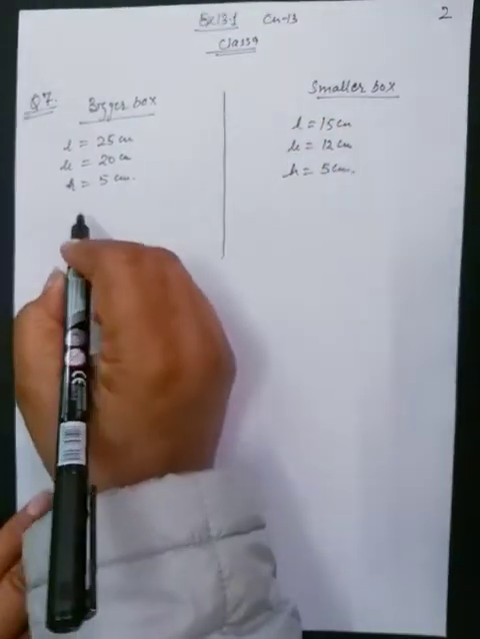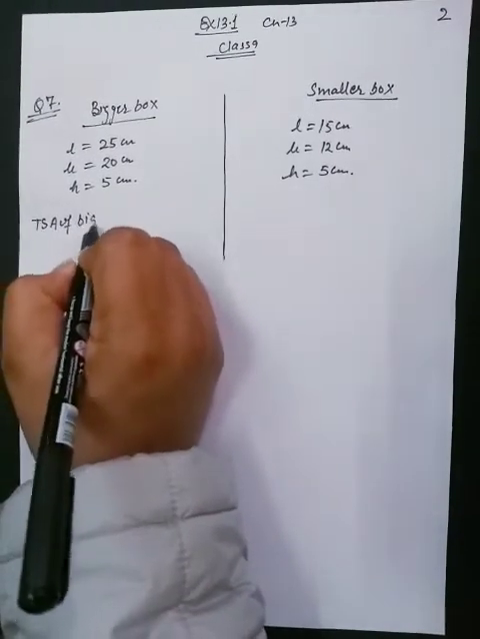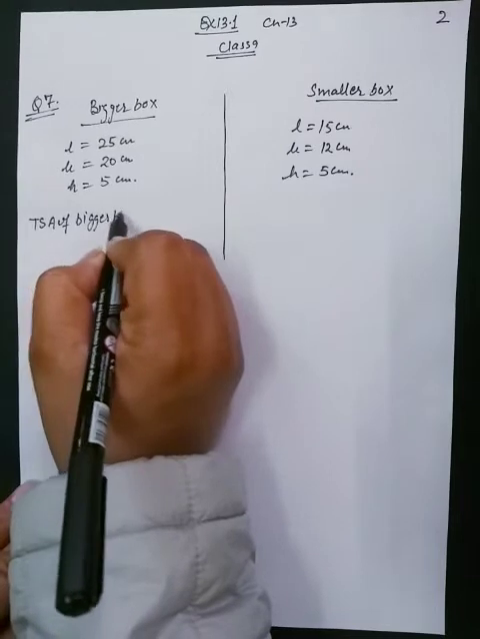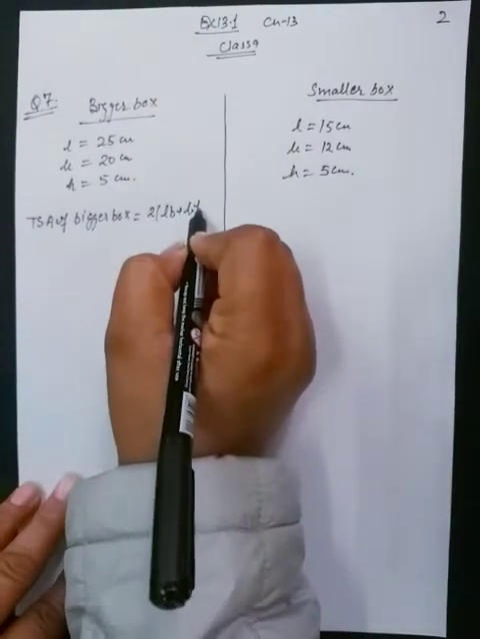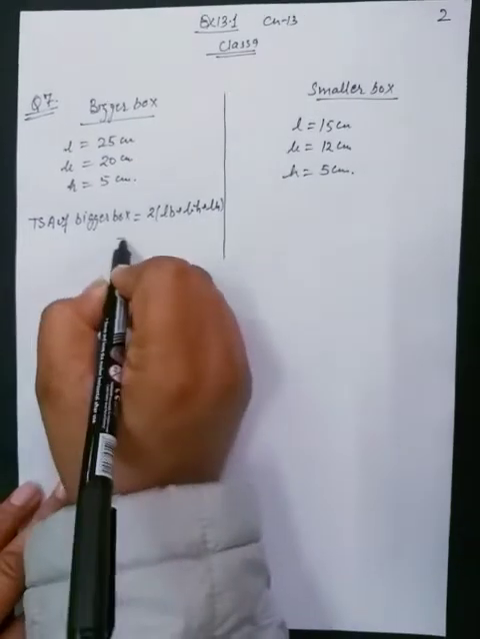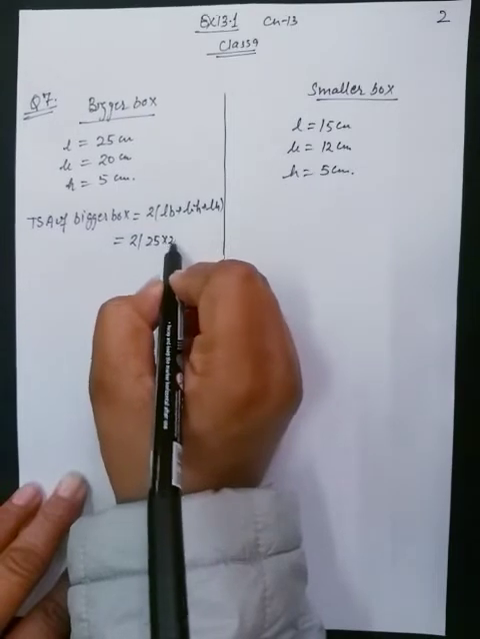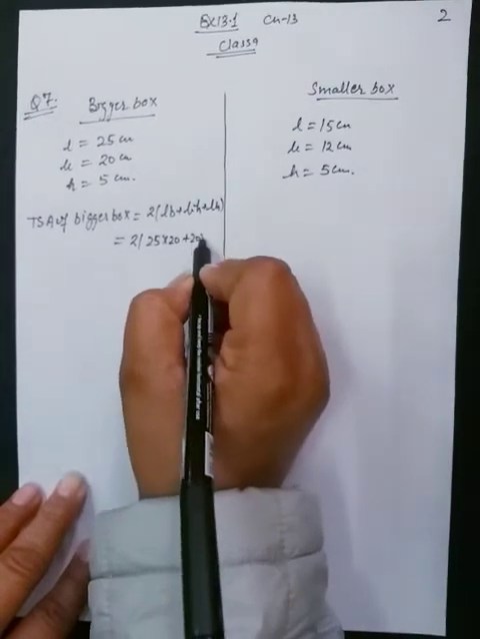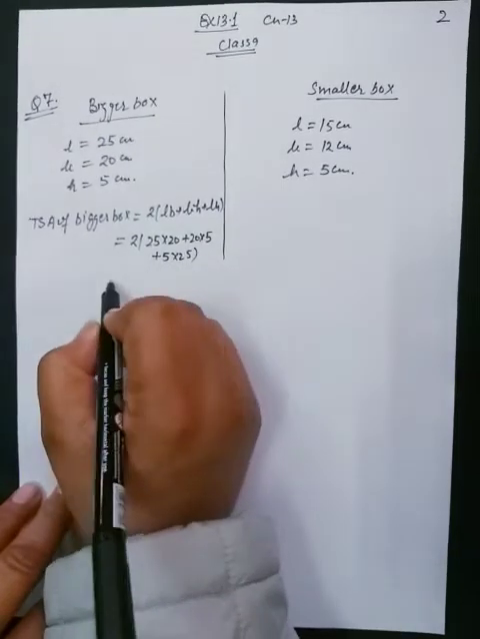So let us first of all find the TSA of the bigger box. It will be 2 into LB plus BH plus LH. 2 into 25 into 20 plus 20 into 5 plus 5 into 25.